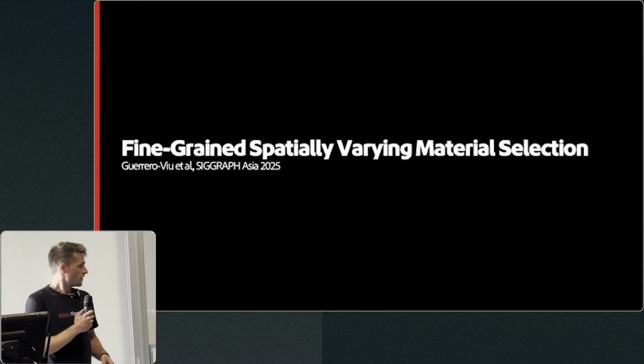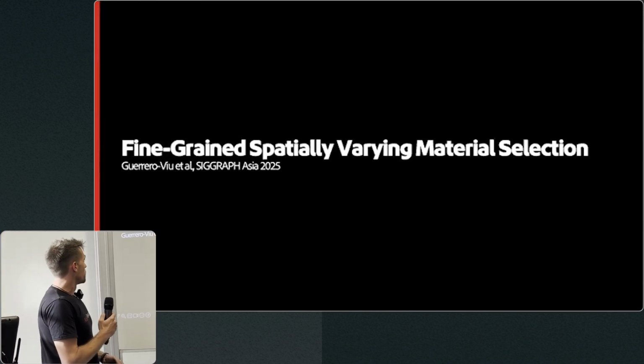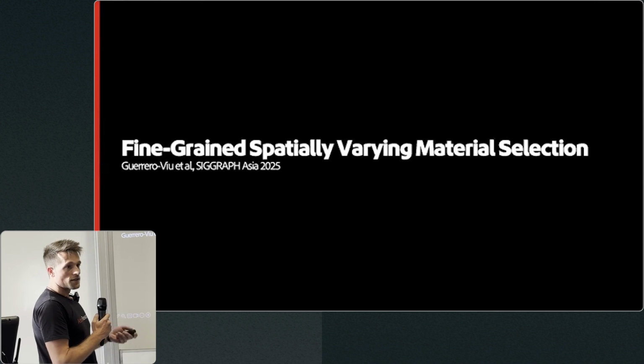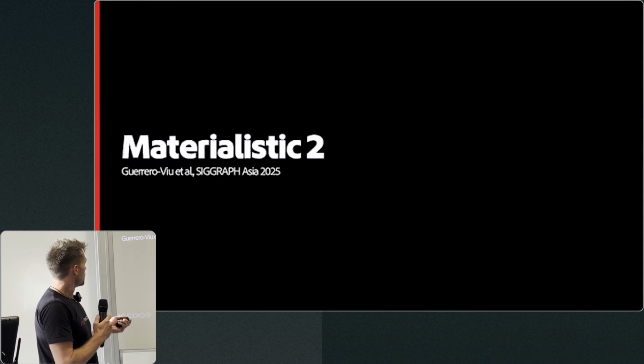All right, so very briefly only, this was the second paper, fine-grained spatially varying material selection. This was presented at SIGGRAPH Asia 25, and because it's a mouthful, we just usually call it Materialistic 2. Yes, sorry, this clicker is not very responsive.